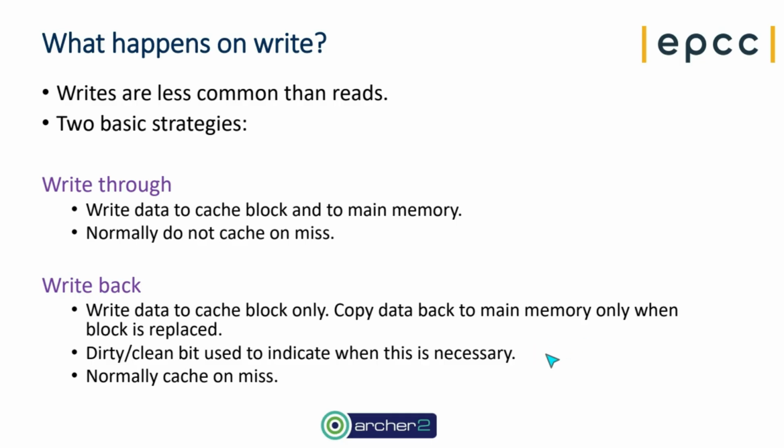Again, remember that all this is done at the level of entire blocks. So even if a write has only modified one word in a block, when it's replaced, the entire block gets copied back into memory. And in this case, you would normally cache on a miss. If you write a piece of data and it's not currently in the cache, it'll get fetched from main memory first, and then the cached copy will be the one that's modified, and main memory will only be updated later when the block is replaced.